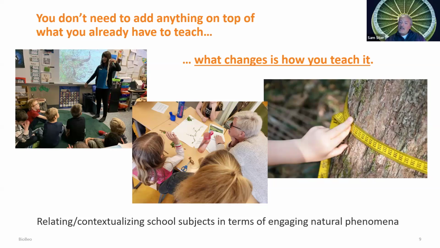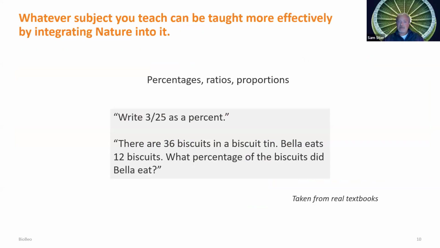And the main general idea is that we simply teach the subjects we need to teach by relating or contextualizing whatever subject it is that we're teaching in terms of engaging natural phenomena. So let me give you just a very simple, concrete example. If you're teaching math and let's say you're covering the topic of percentages or ratios or proportions, you might do it this way. And these are problems taken from real textbooks.